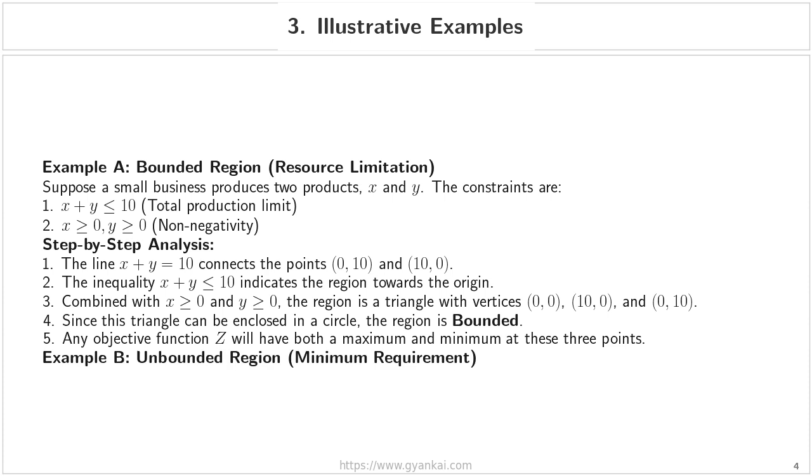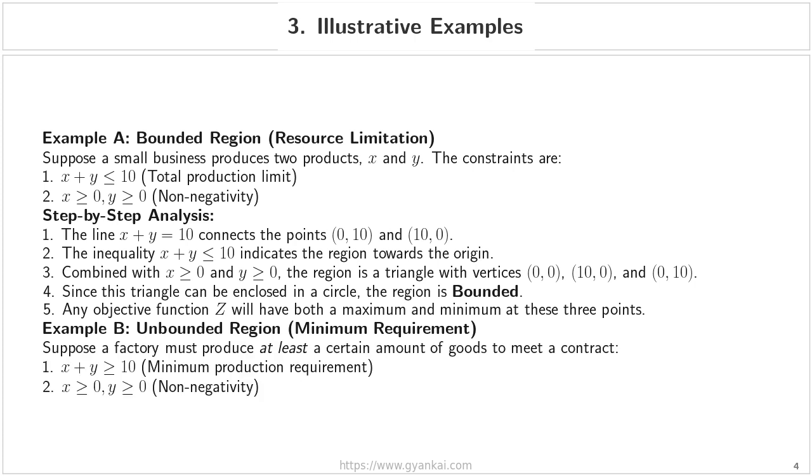Next, let's contrast this with example B, which shows an unbounded region. In this scenario, a factory has a contract to meet a minimum production requirement. This means the constraint is X plus Y is greater than or equal to 10, along with our usual X and Y are greater than or equal to 0.